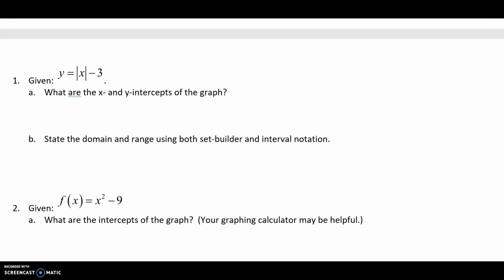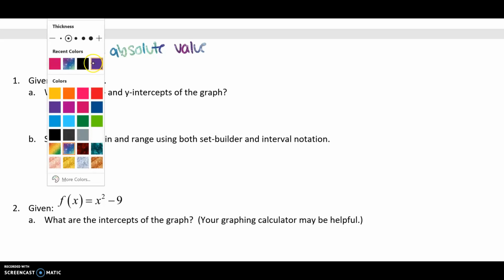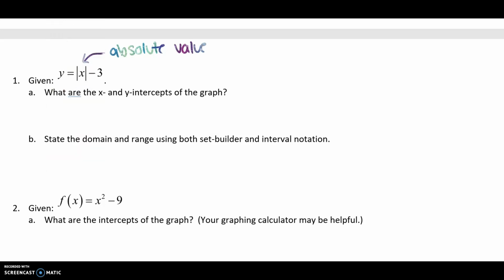So let's just try an example where you are not in a scenario like a car. Let's say you have the absolute value function, absolute value of x minus 3. So again, these bars mean absolute value. Absolute value, long story short, makes all numbers positive because it measures the distance from 0 on the number line. So if I take the absolute value of 5, it's equal to 5. Absolute value of negative 5 is also equal to 5. That may be helpful when you're finding your x and y intercepts.